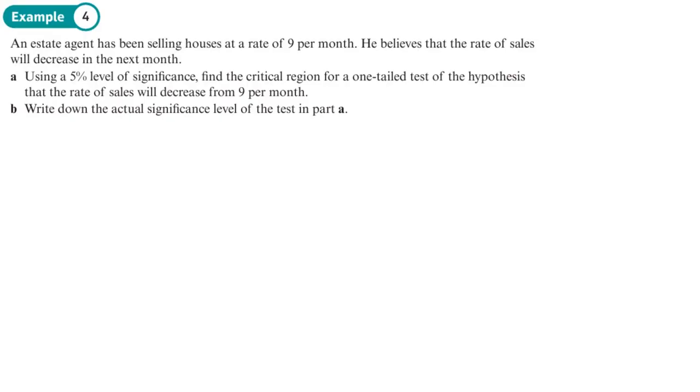An estate agent has been selling houses at a rate of 9 per month. He believes that the rate of sales will decrease in the next month. Using a 5% significance level, find the critical region for a one-tailed test of this hypothesis that the rate of sales will decrease from 9 per month, where it's already said something about decreasing. So that's the same information repeated.